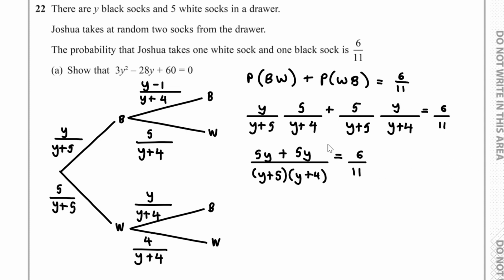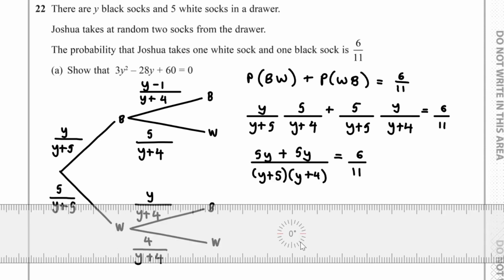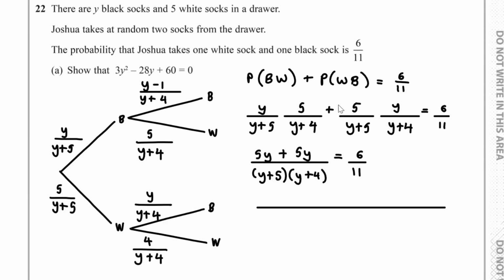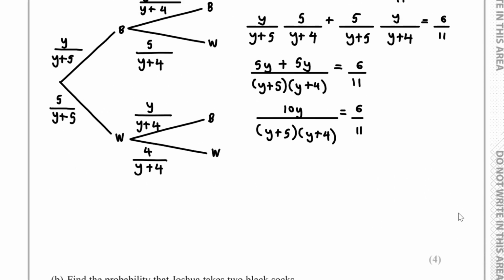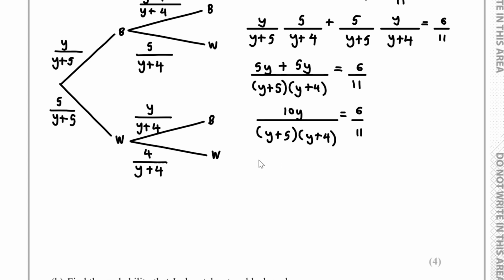So therefore, if I tidy this up even further, we're going to have here y plus 5 lots of y plus 4 on the bottom. Here we're going to have 10y, and this is equal to 6 over 11. So all the hard bits done now. Now we just need to simplify everything. So here we're going to have 11 lots of 10y equaling 6 lots of y plus 5 lots of y plus 4. So let's tidy this up.